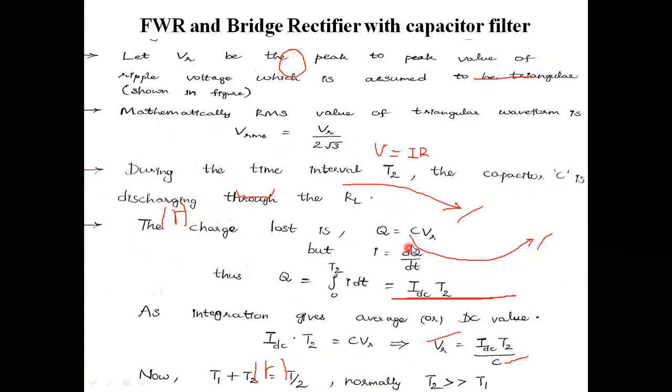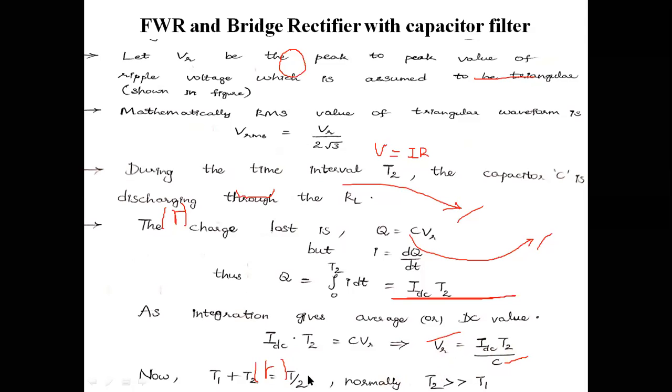Thereafter, with respect to the charge Q, that is CVR, in terms of current, I is equal to dq by dt. By rearranging the terms, in order to find the charge Q, I am going to integrate with respect to the current I and t, that is Q is equal to integral 0 to t of I dt, that is IDC into dt. Equating these two charges, IDC into T2 is equal to C VR. That implies VR is equal to IDC T2 by C.